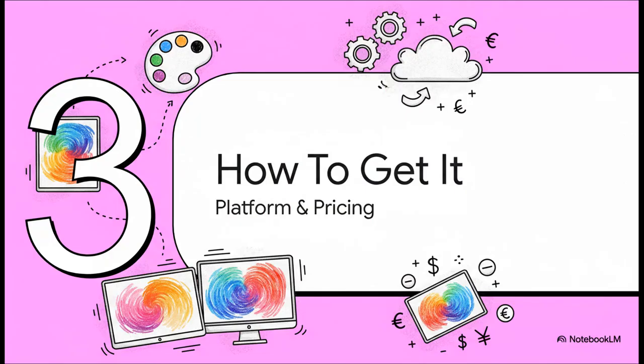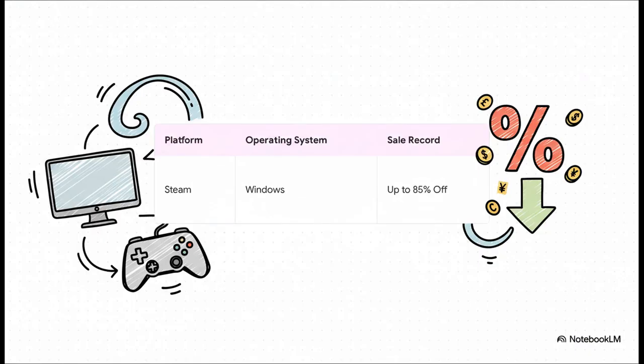Okay, so you get it. You're ready to finally fix your color workflow for good. The obvious next question is, how do I get my hands on this thing? Let's get into the practical details. It's super straightforward, it's available for Windows, and you can get it on Steam. But here's a really important piece of info we found. It has a record of going on sale for up to 85% off. Yeah, 85%. That makes a tool this powerful incredibly accessible.